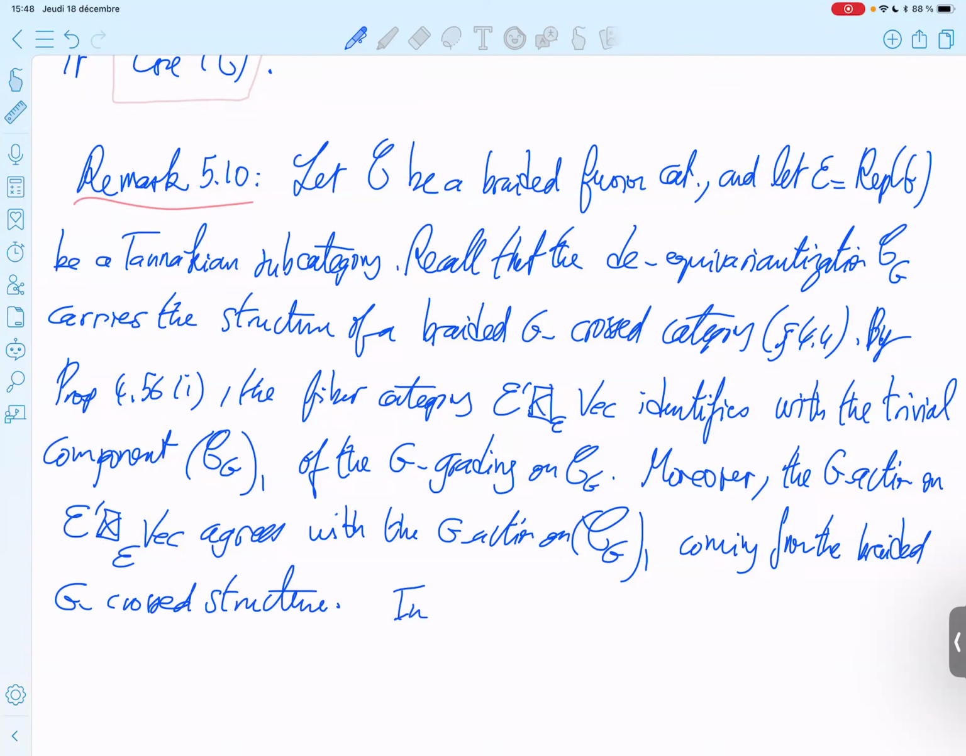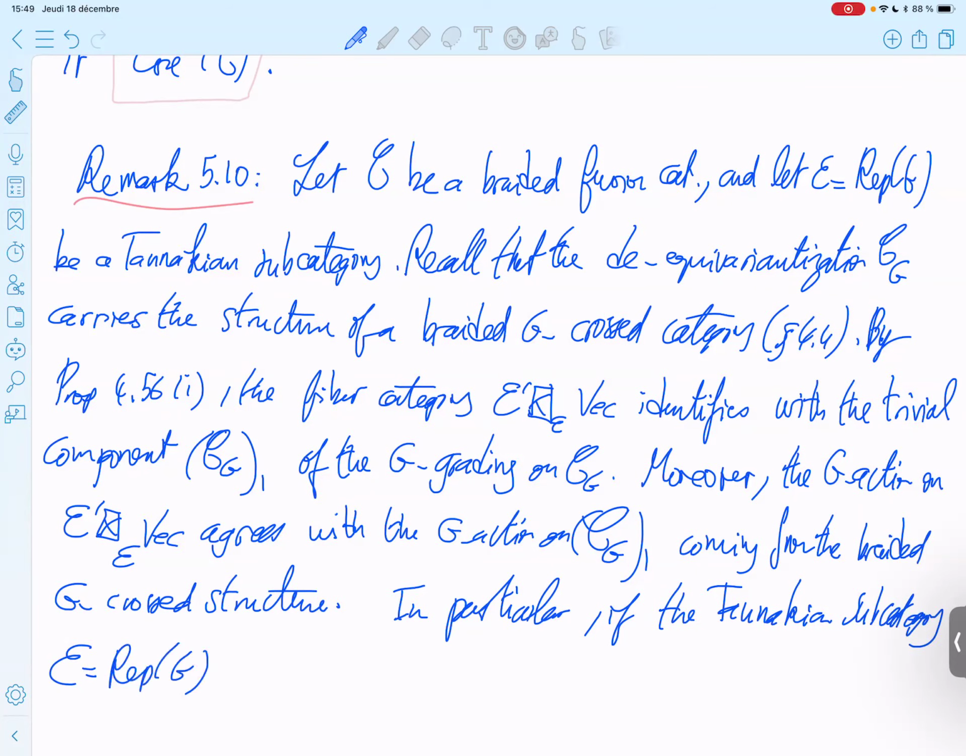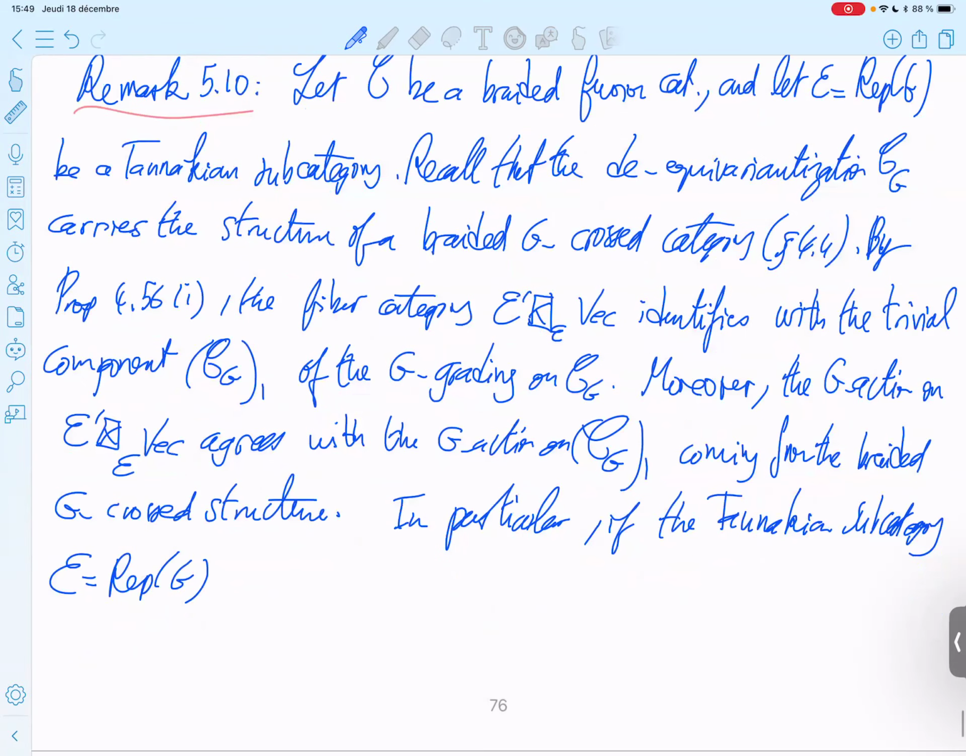So in particular, in the case that E is maximal Tannakian subcategory, then you can define the core, because remember that we define the core only in the maximal case.